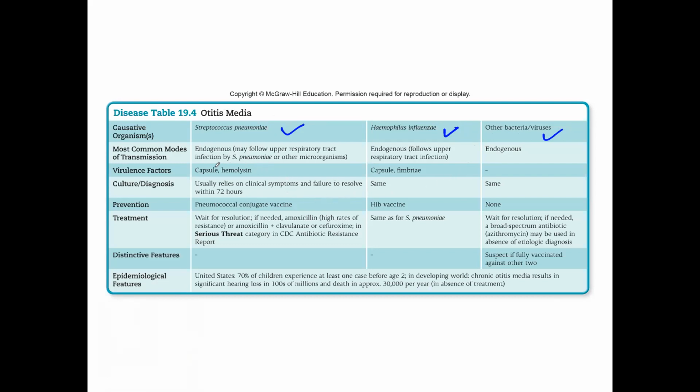What are the virulence factors? Well, there's that capsule again, which means it's tough to phagocytose. Hemolysin, right, which ruptures red blood cells. Here you've got a capsule and you've got fimbriae for attachment. And for the viruses, there's attachment.